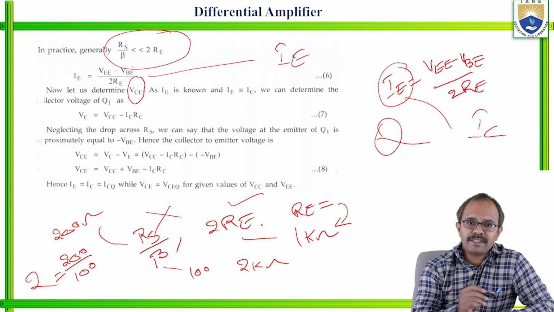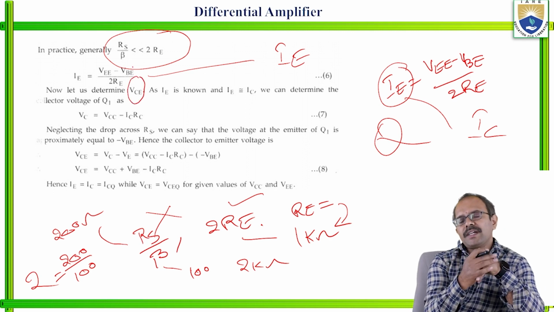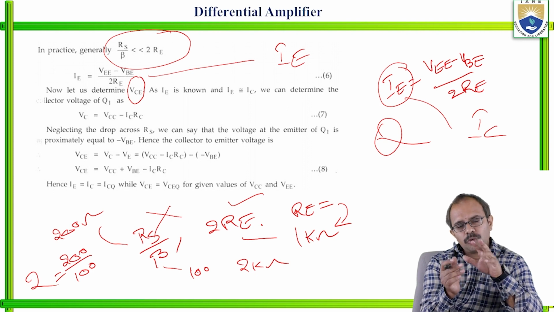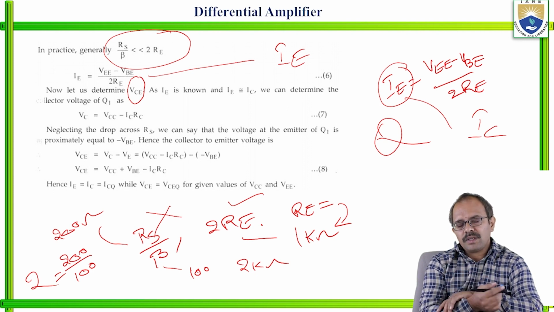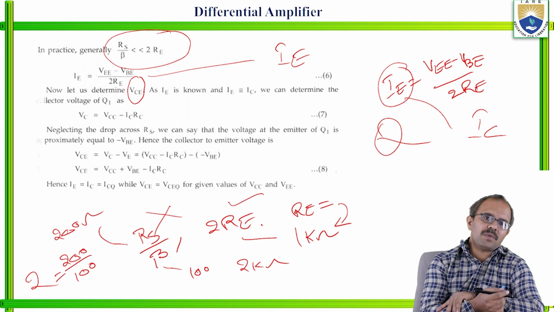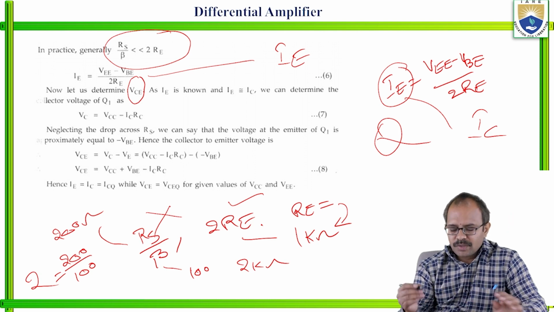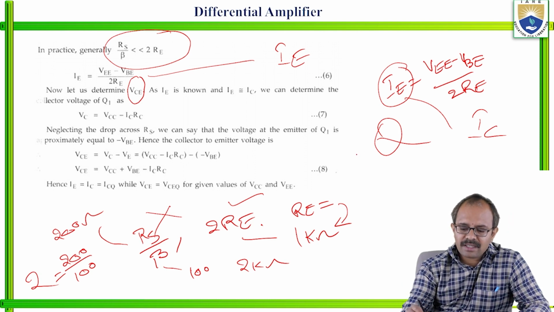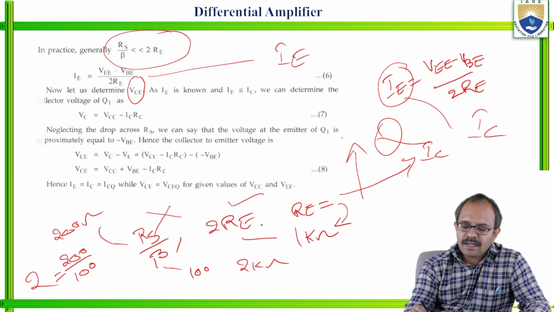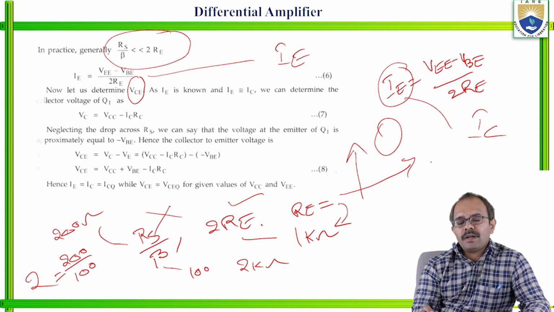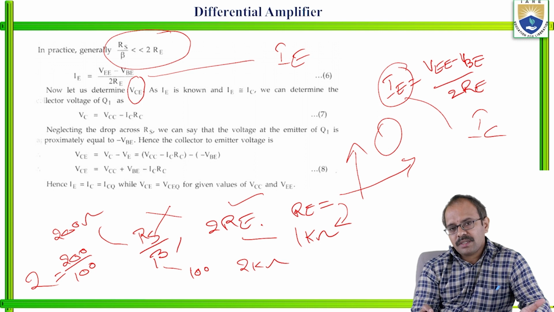VCE. We need to find VCE because the Q point consists of two components. What are the two components? One is IC, another one is VCE. If you remember the characteristics diagram of your transistor, here is your IC and here is your VCE. So it is going to be the relation between the applied voltage and the current.